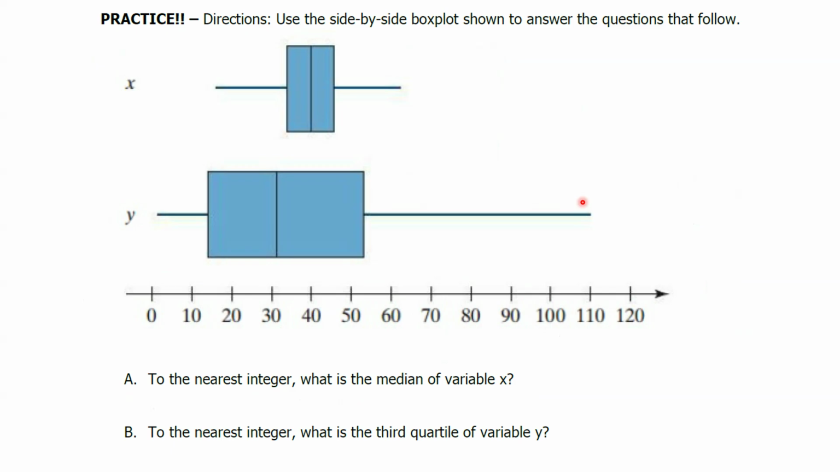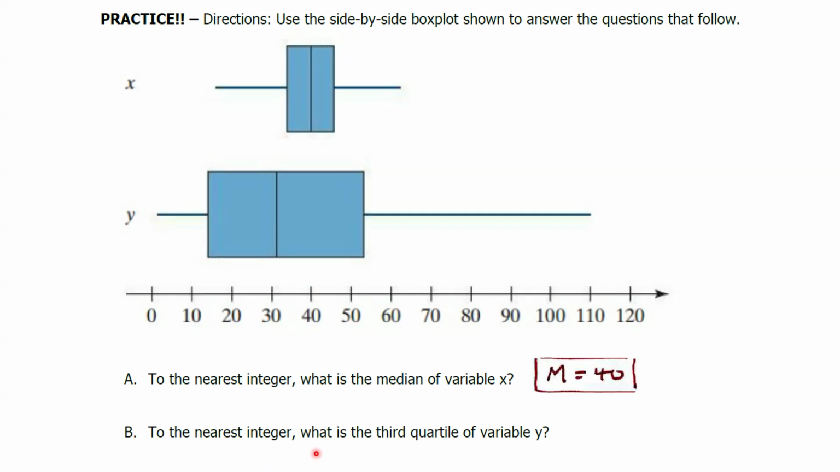All right, for this practice, we're going to use the side-by-side box plot shown to answer the questions that follow. So we have a box plot here that's labeled X and a box plot here that's labeled Y. To the nearest integer, what is the median of the variable X? So this is the variable X, and the median would be right here, this vertical line in our box, which is approximately 40. So M equals 40.